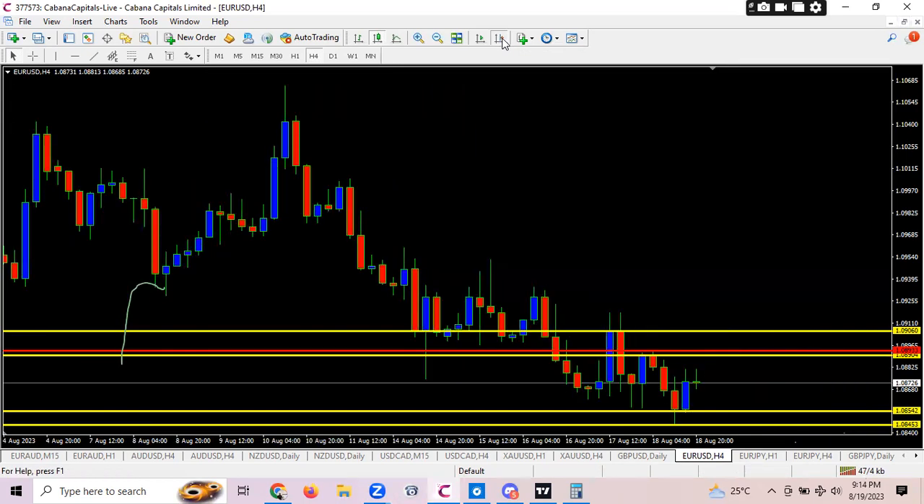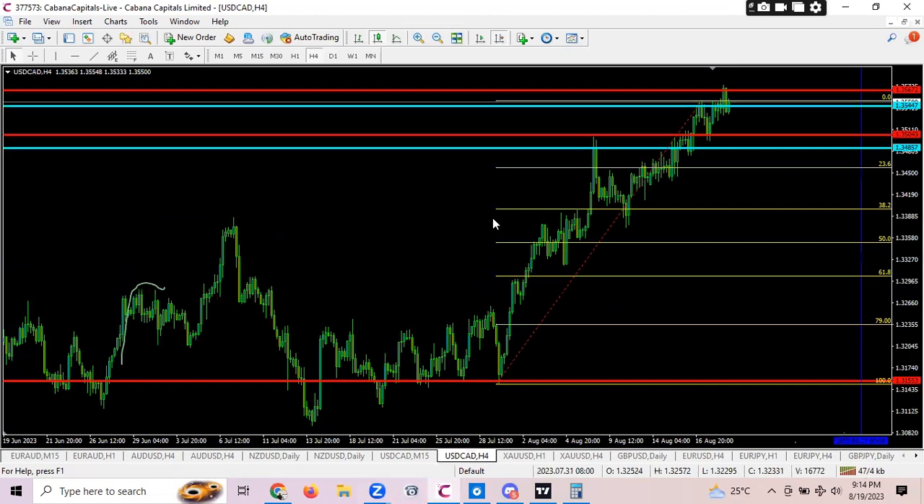Okay. So that's my take on Euro USD. Let's look at USD CAD. USD CAD is negatively correlated with Euro USD.